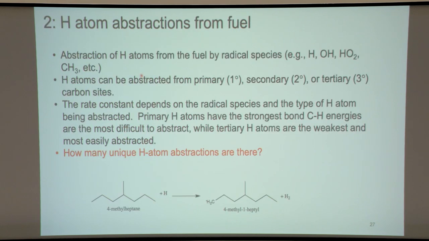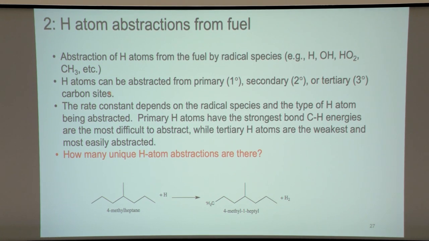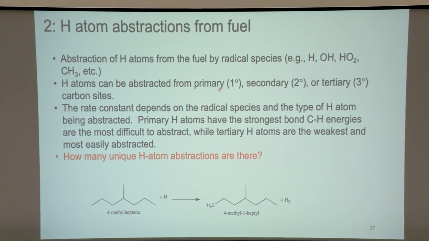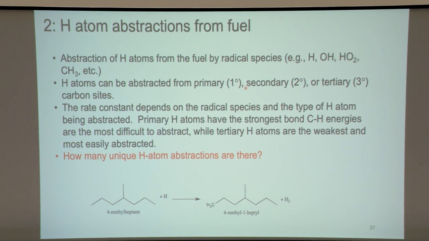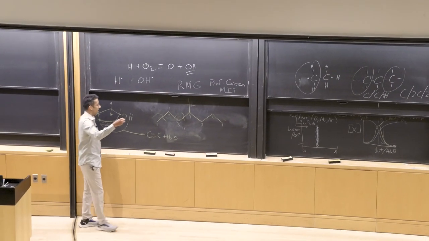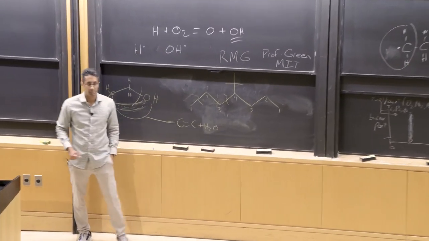What about the second one? H abstraction from the fuel. So the first is an initiation. Once you make some radicals, they'll go and abstract H from the parent fuel, right? So abstraction can happen by any radical in the system, OH, HO2, methyl radical, fuel radicals. In the case of 4-methylheptane, hydrogen can be abstracted from primary, secondary, tertiary sites, and the rate will depend on the type of the radical and also the type of the hydrogen that's being pulled off.